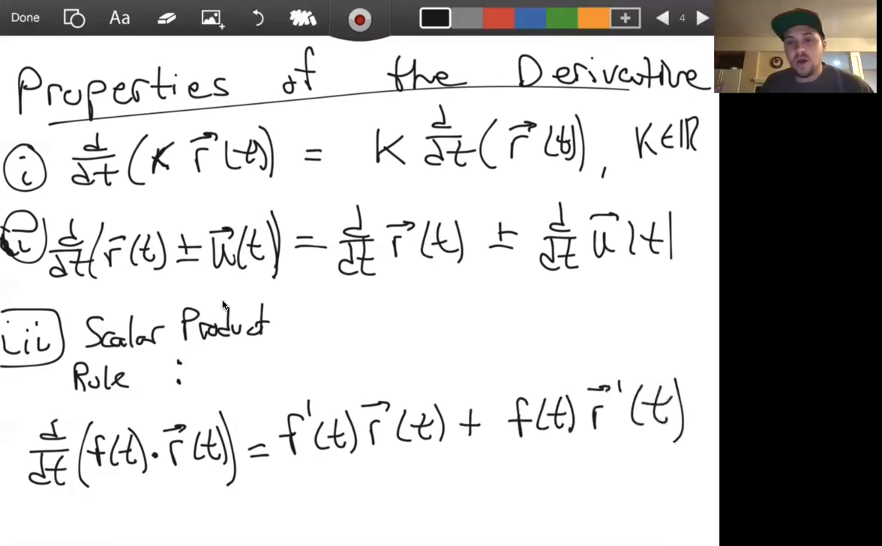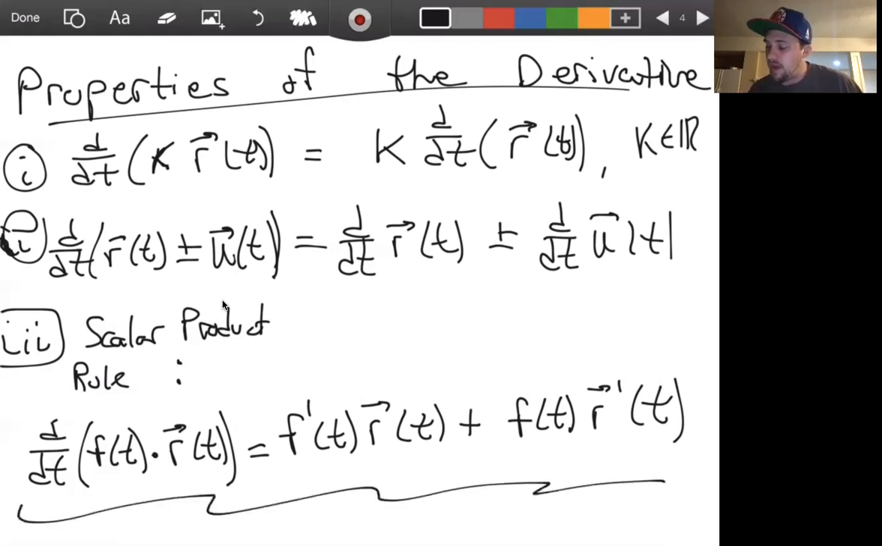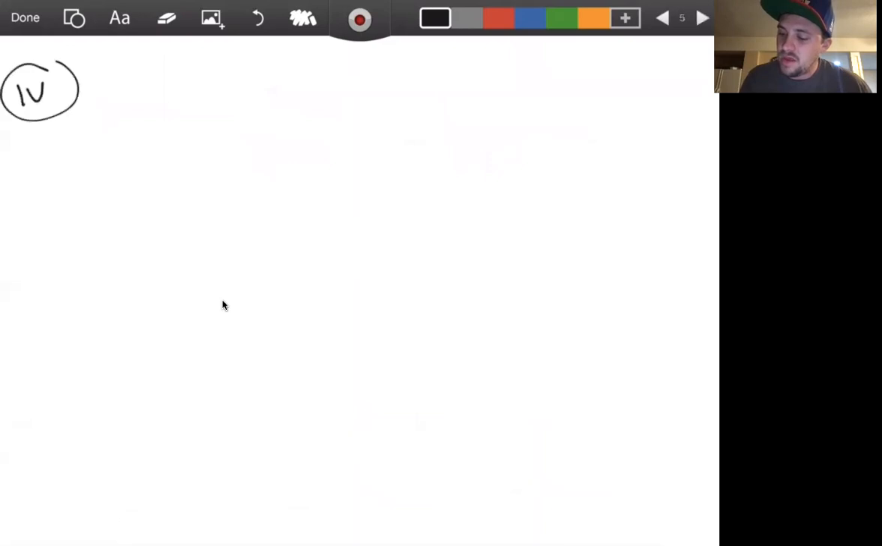So it seems just like the product rule where you take the derivative of the first times the second plus the first times the derivative of the second, or like f'g plus fg', right? We have this, and when it's just f(t), a scalar function times a vector valued function, we have this product rule. We also have the dot product rule.